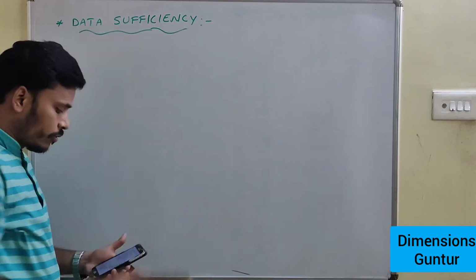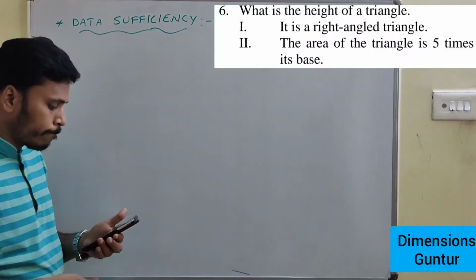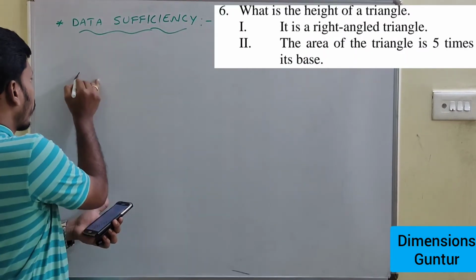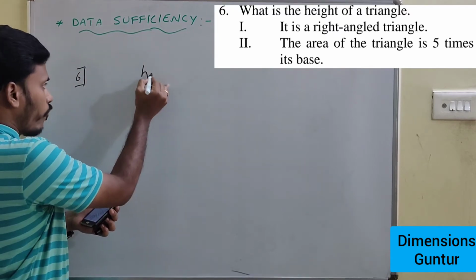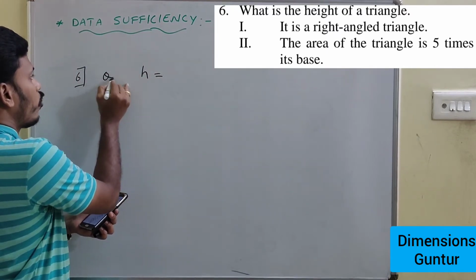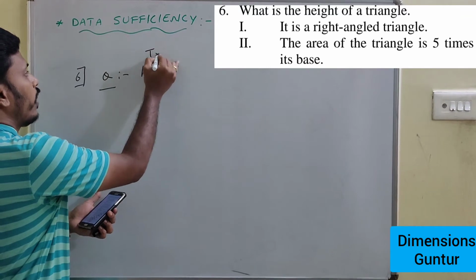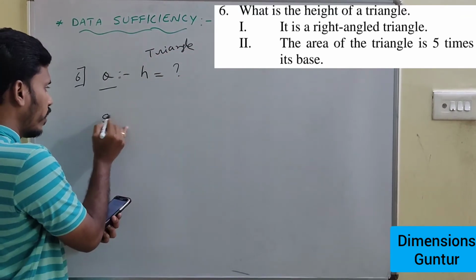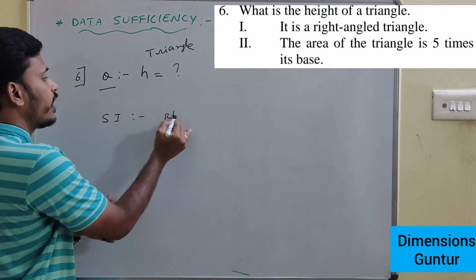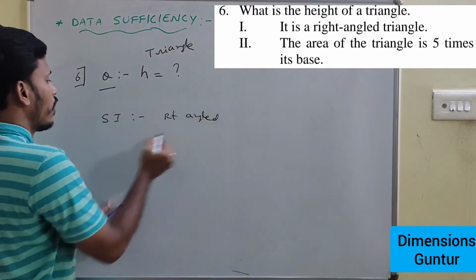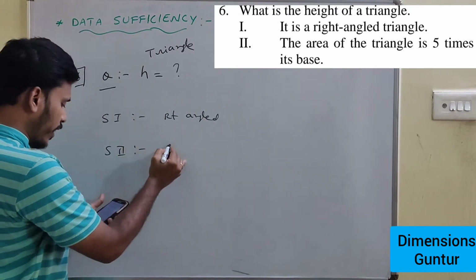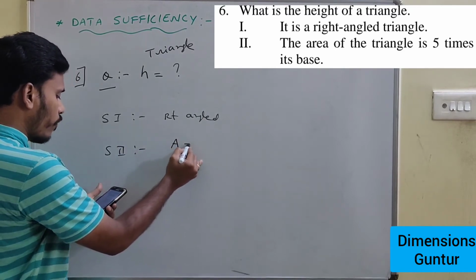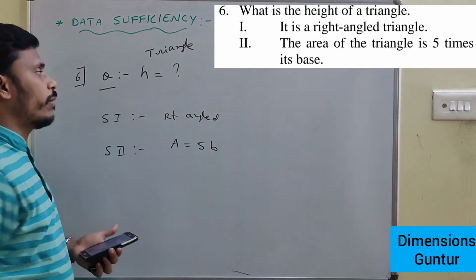Now the sixth problem. Just look at the question. We need to find the height of the triangle. This is the question part. The problem is related to the triangle, and we need to find out the height. Statement 1 says the triangle is right angled, whereas statement 2 says the area of the triangle is 5 times the base.